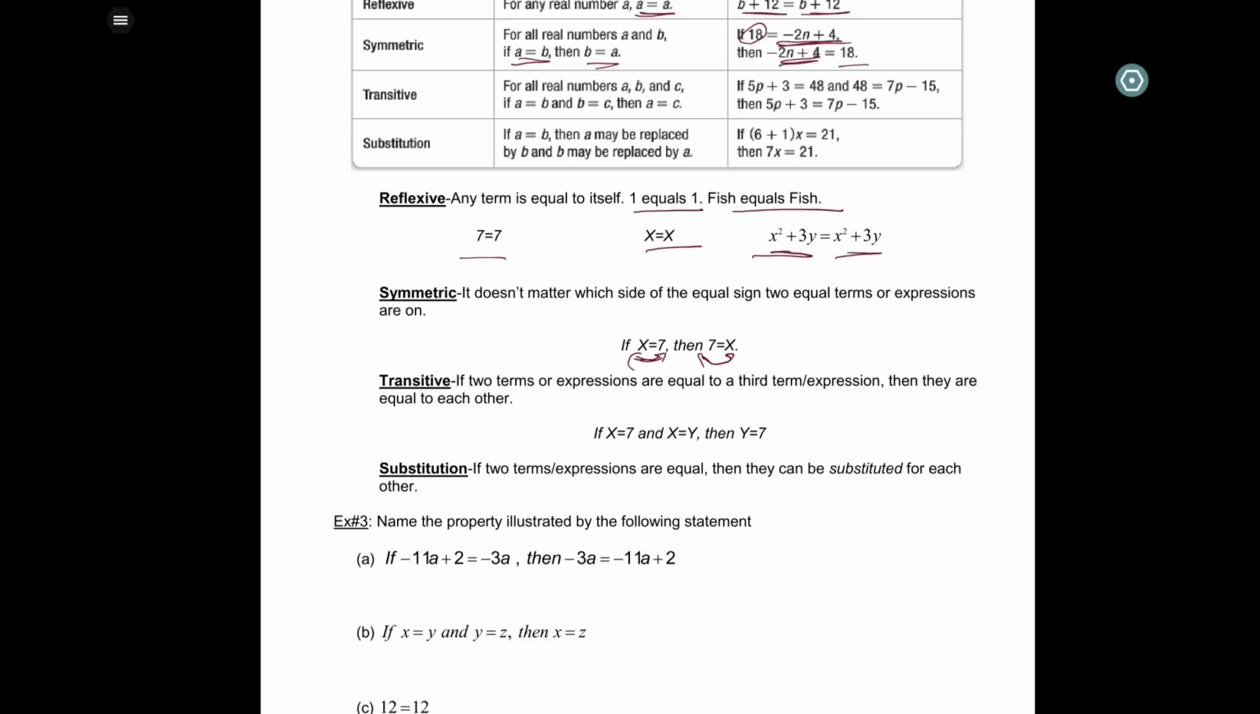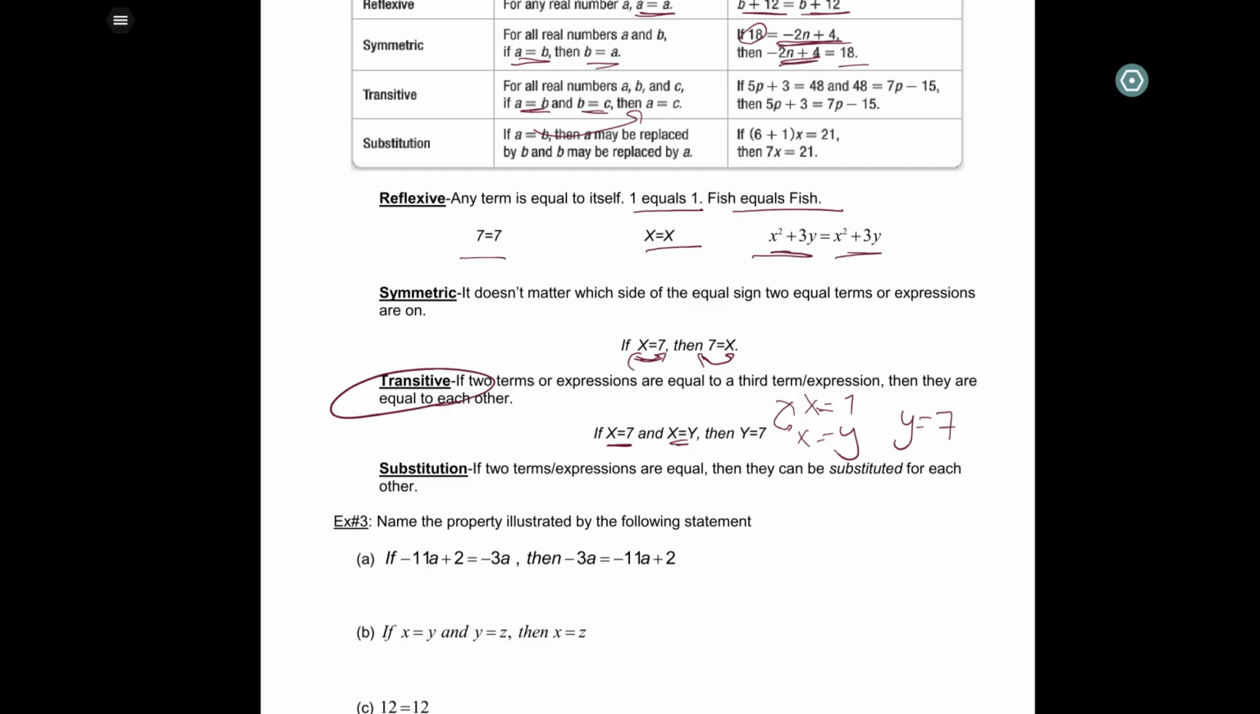Transitive: for all numbers a, b, and c, if a is equal to b and b is equal to c, then you can say a is equal to c. So if x is equal to 7 and x is equal to y, so let's see, we have x equals 7, x equals y. Well, you can set these two equal to each other and we can say 7 is equal to y.